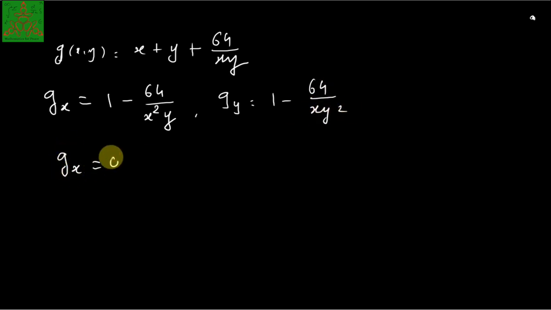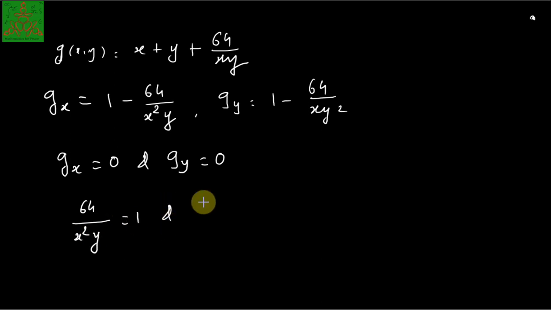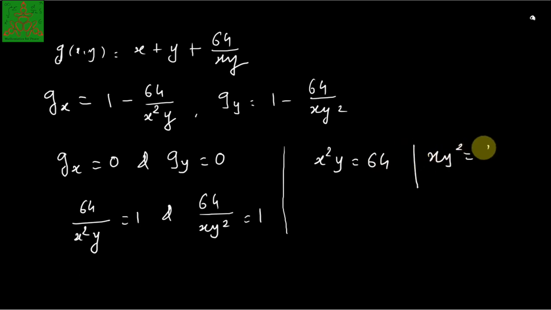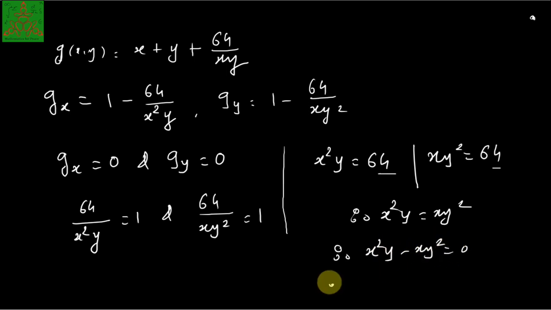To calculate the stationary points, we start with gx equal to 0 and gy equal to 0. Therefore 64 by x square y is 1 and 64 by x y square is also 1. If you simplify, we have x square y is 64 and x y square is 64. Now we need to solve these equations. Since both are 64, x square y is equal to x y square, so x square y minus x y square is 0. Note that xy is common, so we have xy times (x minus y) equal to 0.